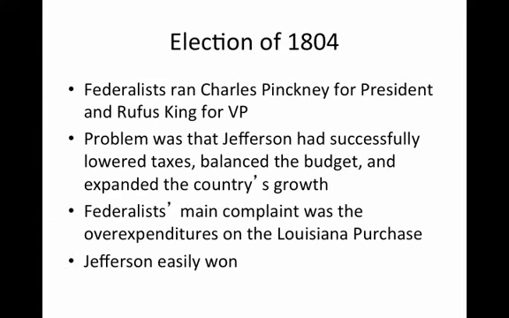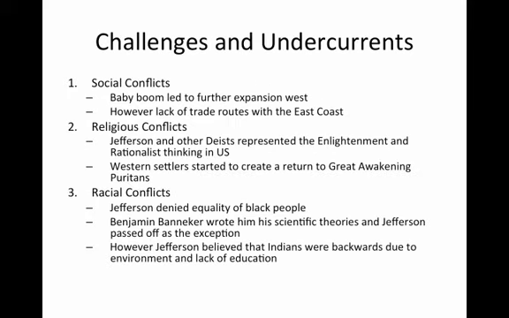The election of 1804. The Federalists ran Charles Pinckney for president and Rufus King for vice president. The problem was that Jefferson had successfully lowered taxes, balanced the budget, and expanded the country's growth. The Federalists' main complaint was the overexpenditures on the Louisiana Purchase. So because of this, Jefferson easily won the election.